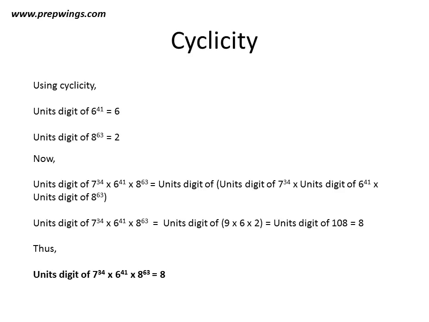So what we found now is that the units digit of 7 raised to power 34 multiplied by 6 raised to power 41 multiplied by 8 raised to power 63 is nothing but 8.